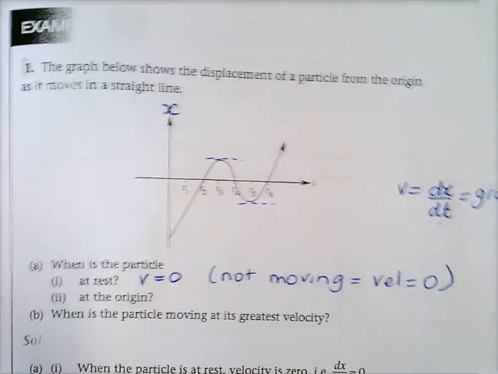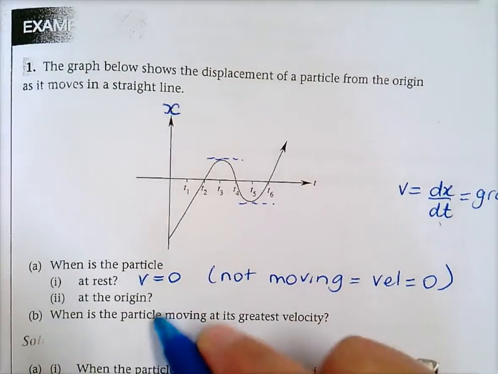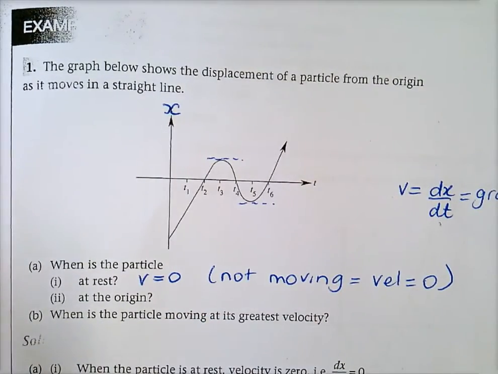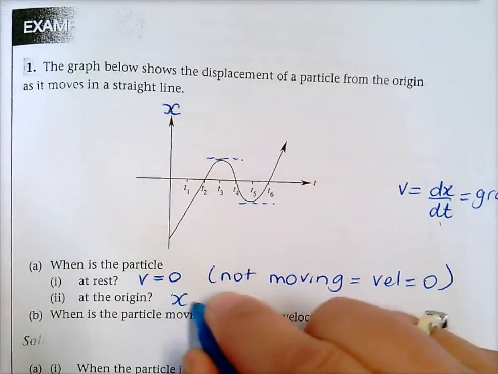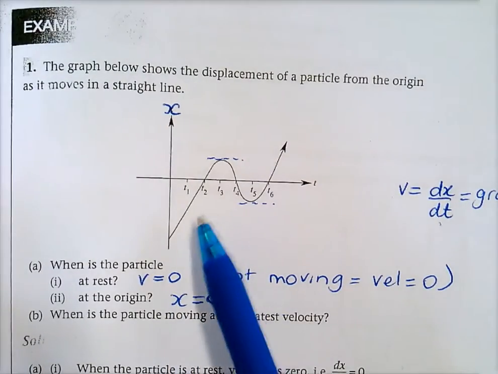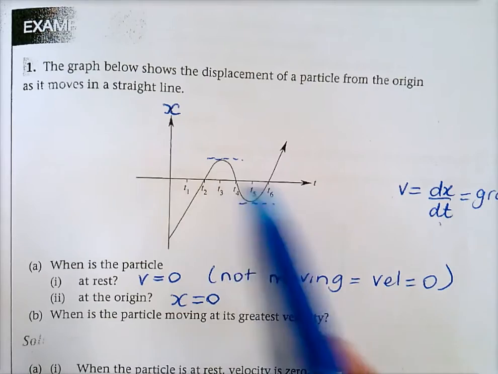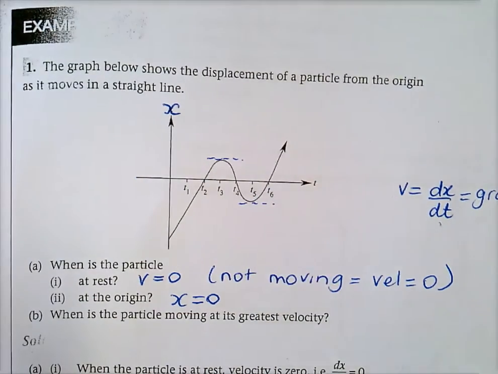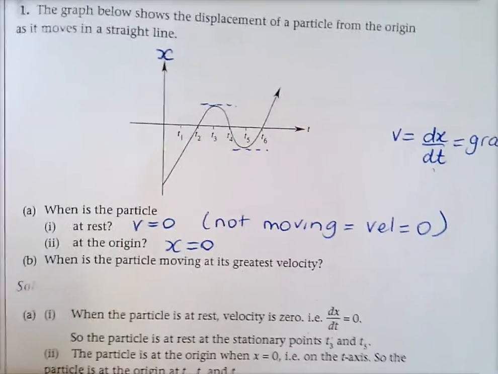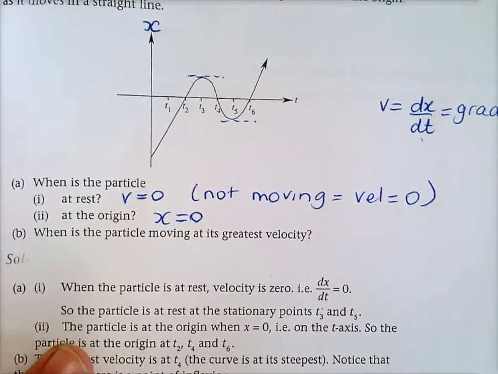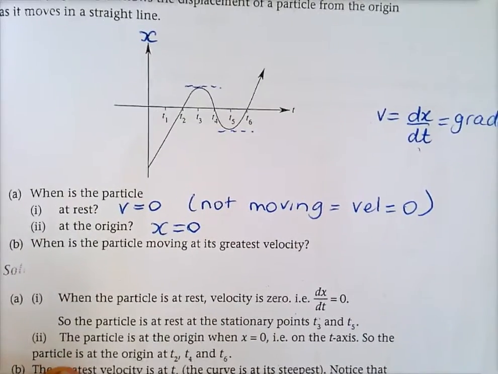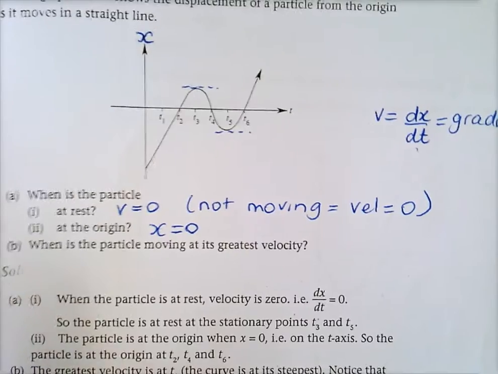The next one, when is the particle at the origin? Origin's displacement. In other words, when does x equal 0? That's at T2, T4 and T6. So the particle is at the origin when x is 0, so it's on the t-axis. So that's at T2, T4, T6.